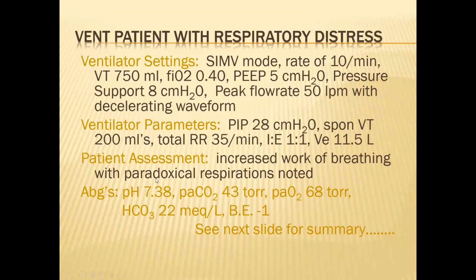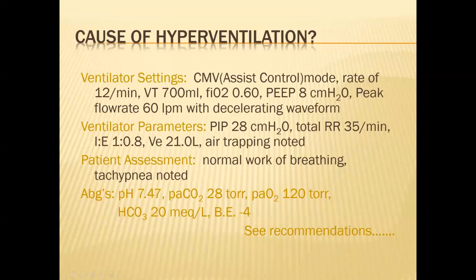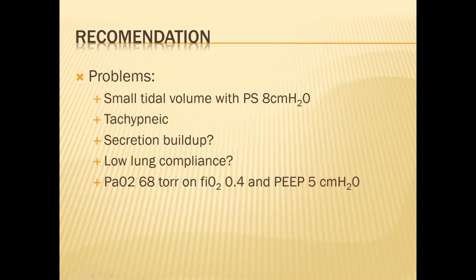We see paradoxical respirations and peak pressure is 28. I guess just the paradoxical respirations tell us that we may have low lung compliance. And then we also address the low PaO2 on 40% and 5 of PEEP. Okay, did I go past that too quickly? Did we address everything?